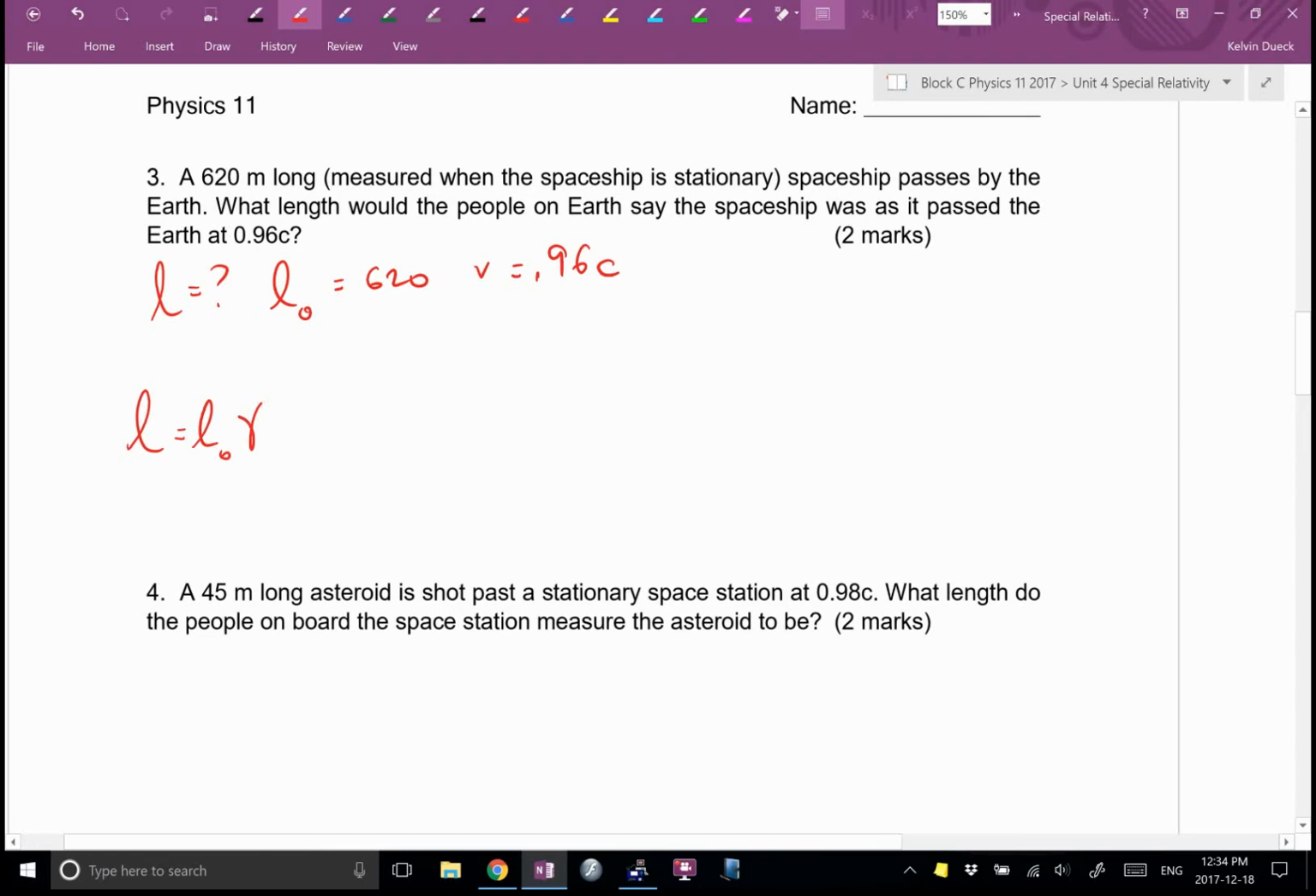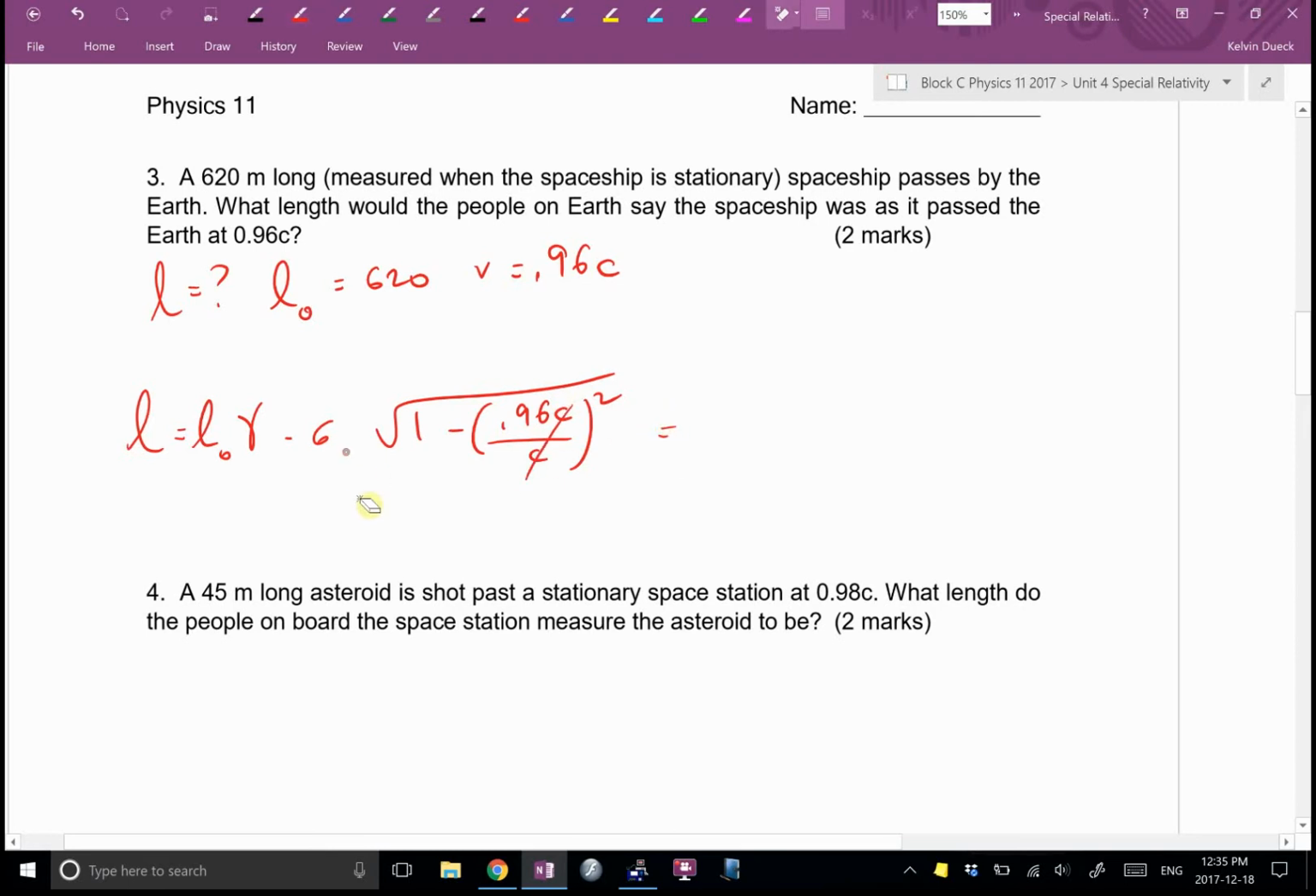Is the length equation L0 times gamma or divided by? I don't have these memorized. I don't have my sheet here. Times? Okay. So it's going to be 600 times the square root of 1 minus 0.96 c over c squared. Do you see? Yes, I see.